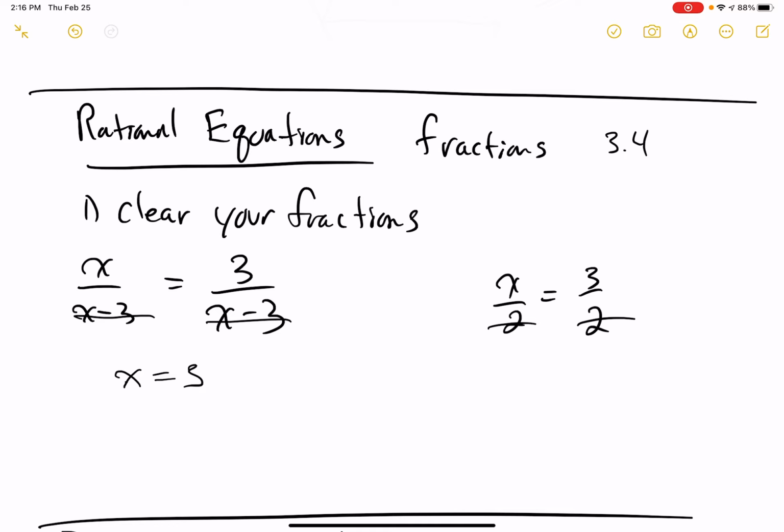Where the roadblock is, you have to make sure that you check your answers, because remember, you can't divide by 0. If you look at this example that we just did and you put 3 into the denominator, you've got 3 minus 3. That creates a 0 in your denominator, so you can't divide by 0. We have to remember that 3 is not in your initial domain, so 3 couldn't be an answer in the first place. Therefore, there's going to be no solution. Okay?